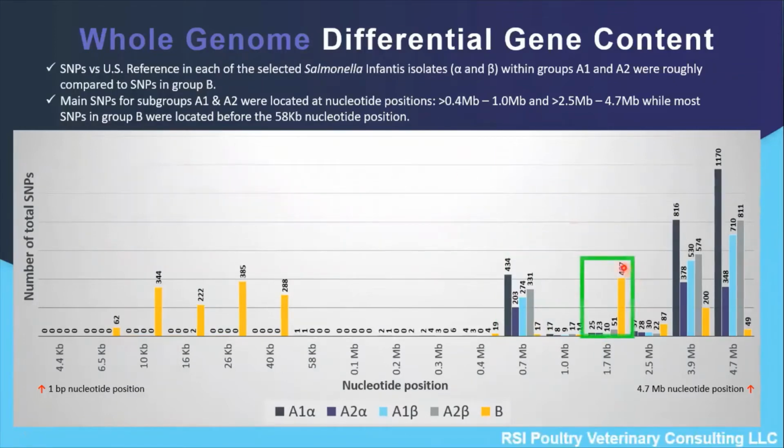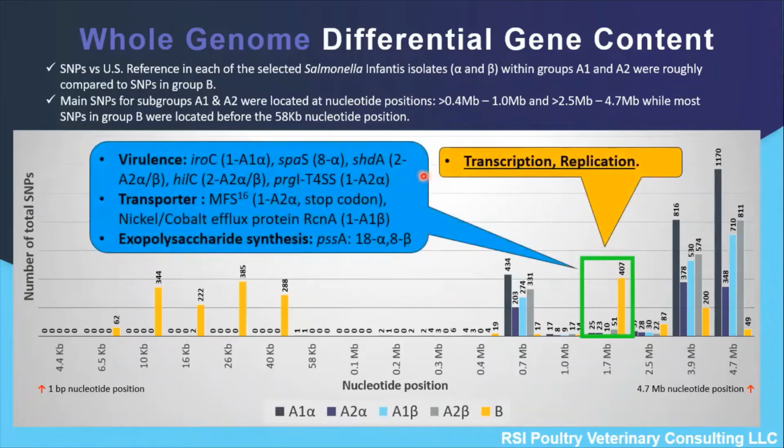The next region is around the 1.7 megabase nucleotide position in the Salmonella chromosome. The Salmonella pathogenicity island 1 is located in this region. Here we have that the groups A1 and A2 had mutations in some virulence transporters and also one exopolysaccharide synthesis gene. The names of the genes are followed in parentheses by the number of isolates that contain the mutation and the location of the isolate in the phylogenetic tree.